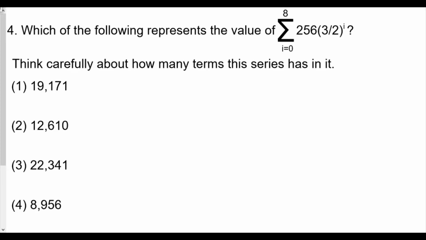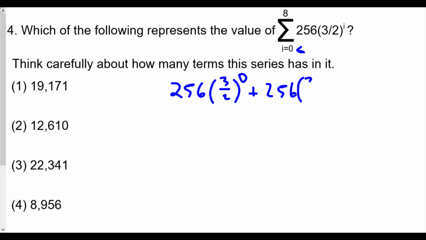Well, the way the summation works is that you would be plugging in this first number 0 in for i. And so the first term of the sum would be 256 times 3 over 2 raised to the 0 power, plus 256 times 3/2 to the first power, and we would add all the way to 256 times 3/2 to the 8th power. That would be the last number here.